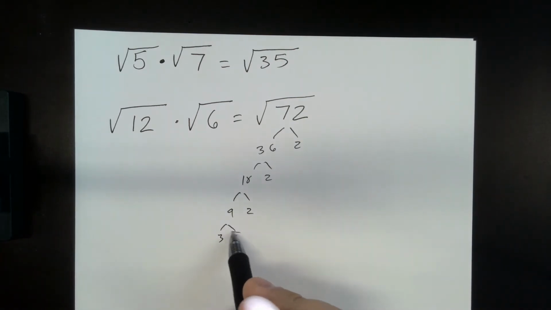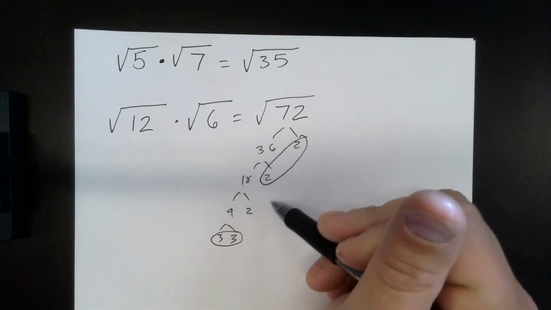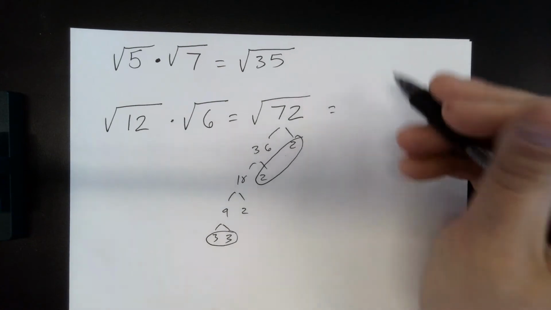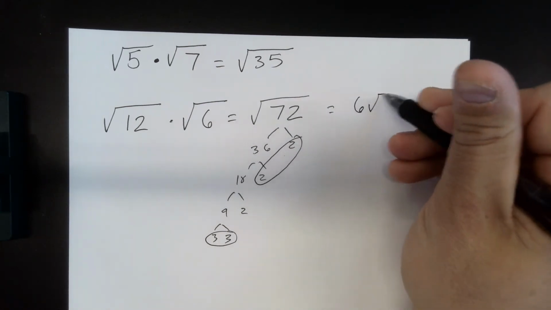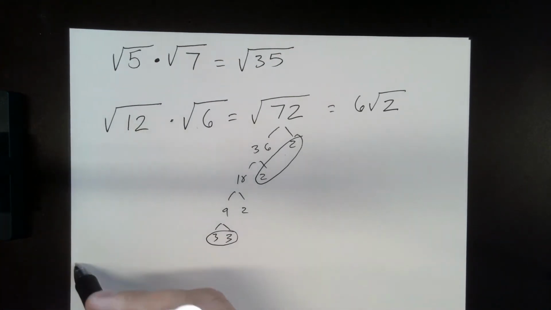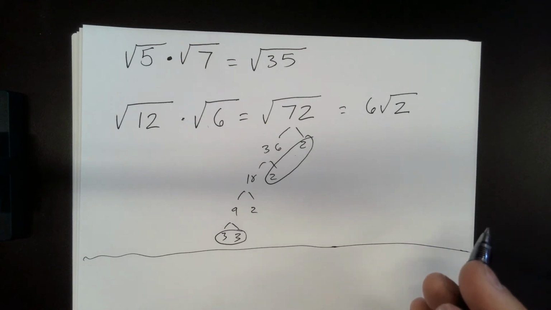So in this problem here, we're going to have a pair of 3s, a pair of 2s with 1 2 left over. So it's going to give us 3 times 2 is 6, square root of 2. So square root of 12 times the square root of 6 is 6 square root of 2. Because they're both underneath the radical, we can then multiply both of them together, and we're good to go.